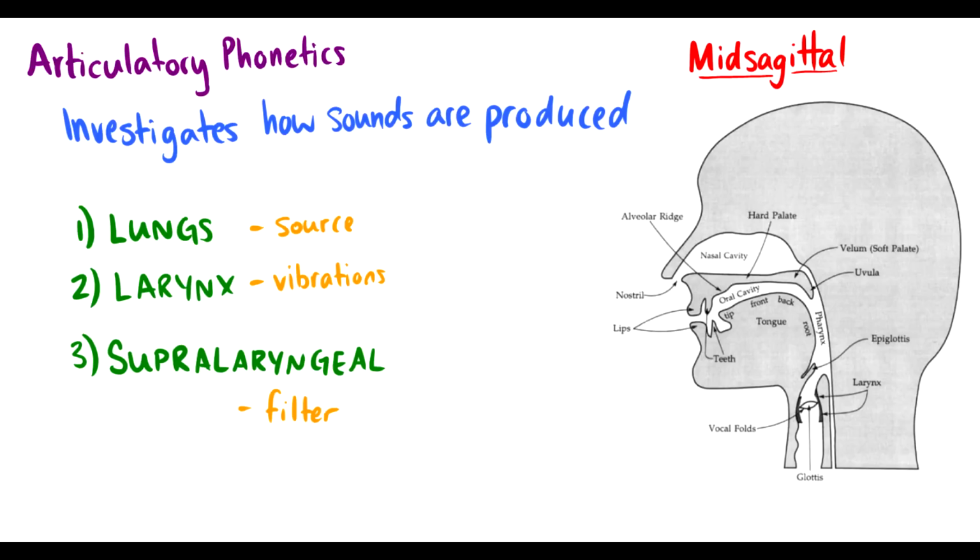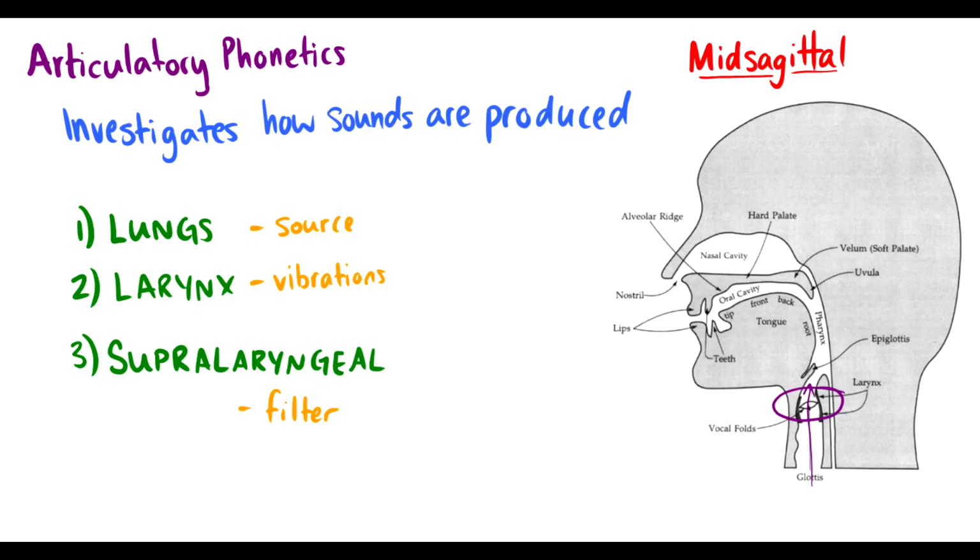On the right here, you see something called a mid-sagittal diagram of the head and the vocal tract. With sounds, your sound first starts somewhere down in the lungs. Obviously, we don't have the lungs here, but it makes sense. The first part of your speech starts with the air in your lungs, and that's what we call the source. Then it moves up through the larynx. And in this area right here, either your vocal folds will vibrate or they won't. And that will change part of the sound.